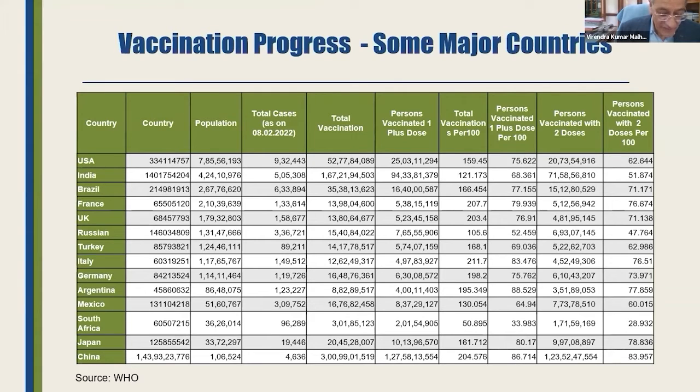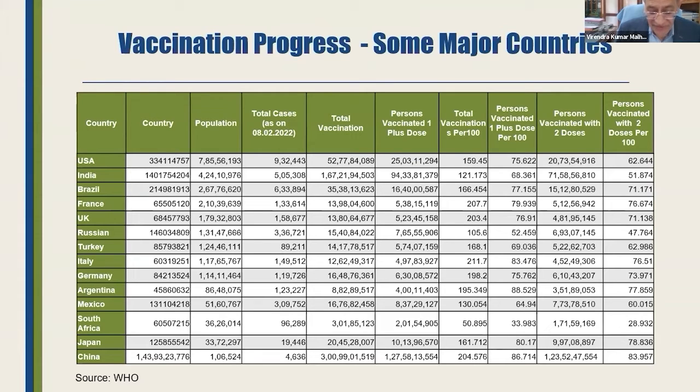And we can compare it with US 159, Brazil 166, France 200, UK 203, but Russia 105, and Turkey 168. We find many emerging countries like South Africa being far below that. Then persons vaccinated with 1+ dose per 100, and persons vaccinated with 2 doses also. And finally, we could see persons vaccinated with 2 doses per 100, that is the rate.